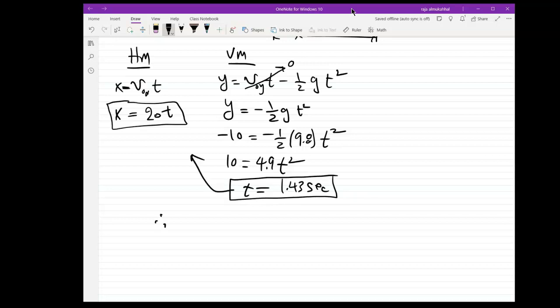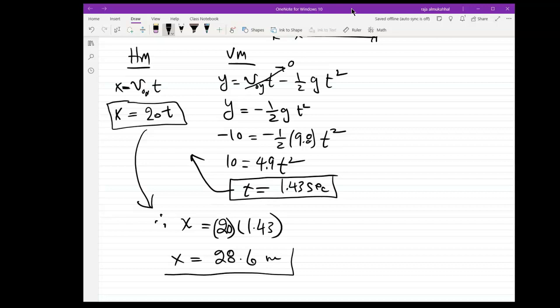So therefore, x equals 20 times 1.43, sorry, I keep making mistakes here, 1.43, and then I would get the answer, 28.6 meters, there we go. So the stuntman's car will fly off and land 28.6 meters away from the foot of the cliff. Got it? Okay, good. Let's do one more.